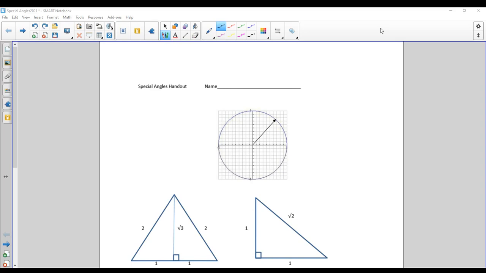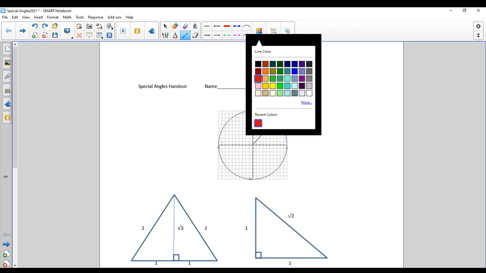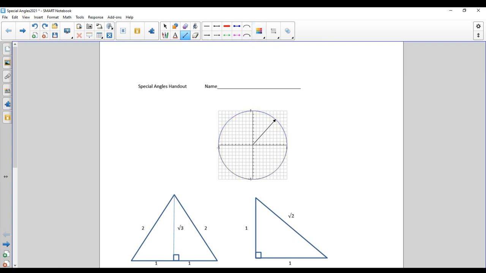I'm going to put that red arrow back that I had there before. I want you to think of the arrow as starting off right here on the x-axis and just kind of touching the edge of the circle 1 unit away from the center. Does that make sense so far?